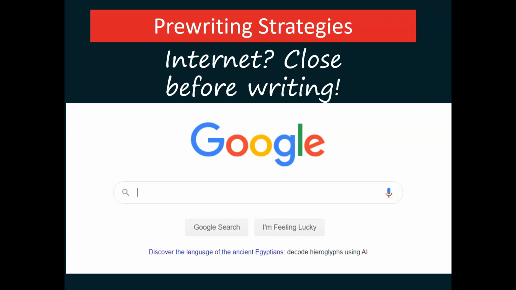Sometimes when students use the internet, they end up copying sentences from the articles. And sometimes it's even an accident, but it is considered plagiarism and academic dishonesty to copy more than 3 or 4 words from an article. It can have serious consequences at Harper College and in your academic career. So be sure you close the internet before you start writing.